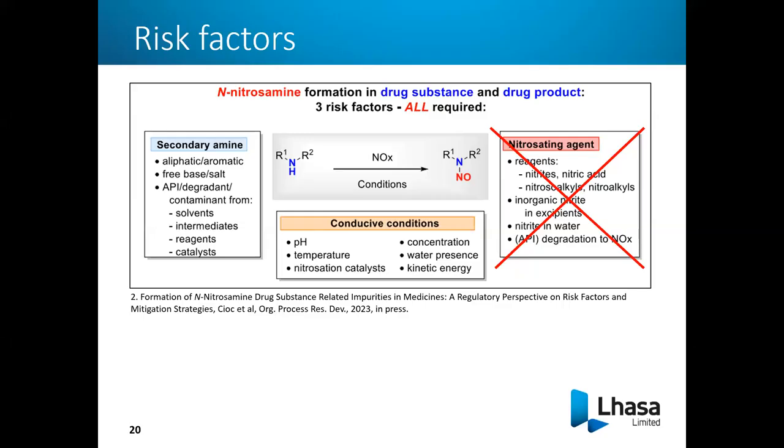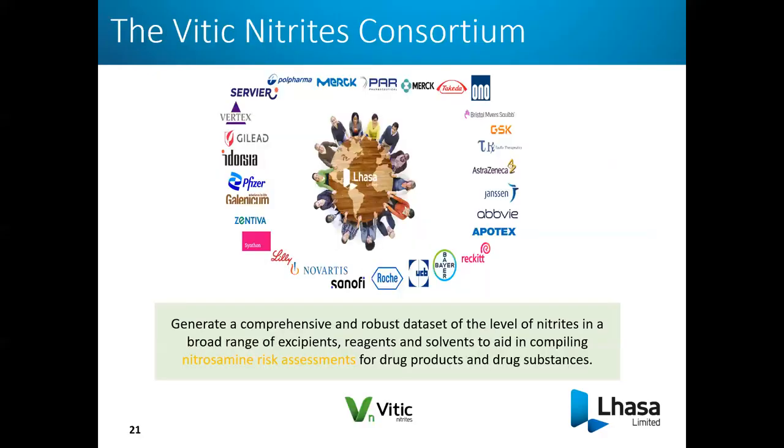Going back to this figure, which I've shown in a couple of slides actually, but I showed at the start: if we can remove or diminish one of the risk factors needed for nitrosamine formation, then the potential for these species is either much less or maybe removed entirely. Where can we access nitrite levels in excipients?